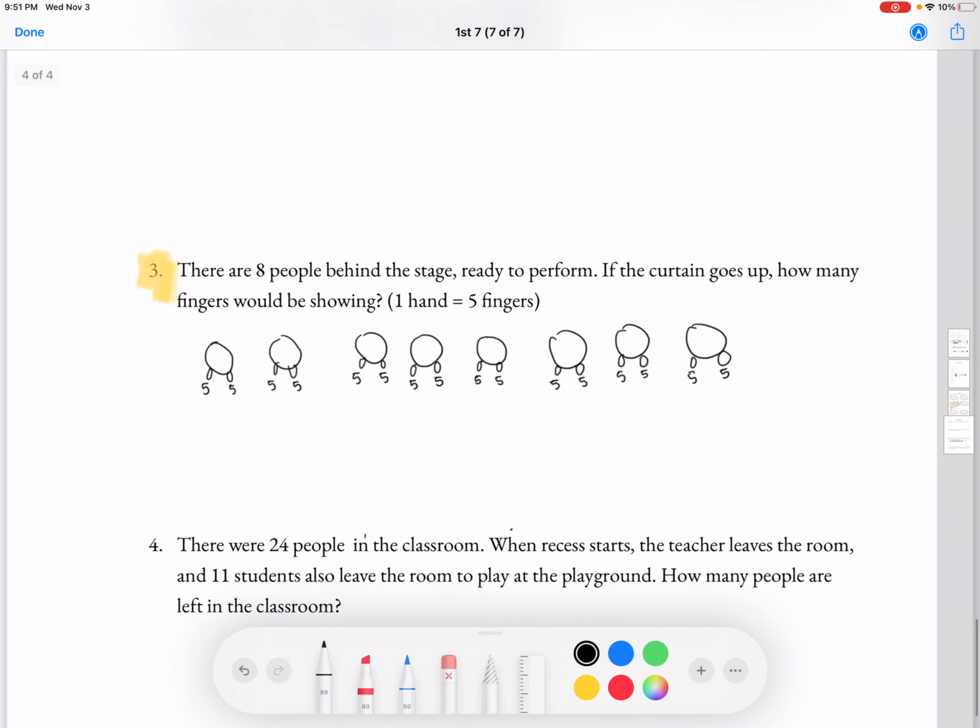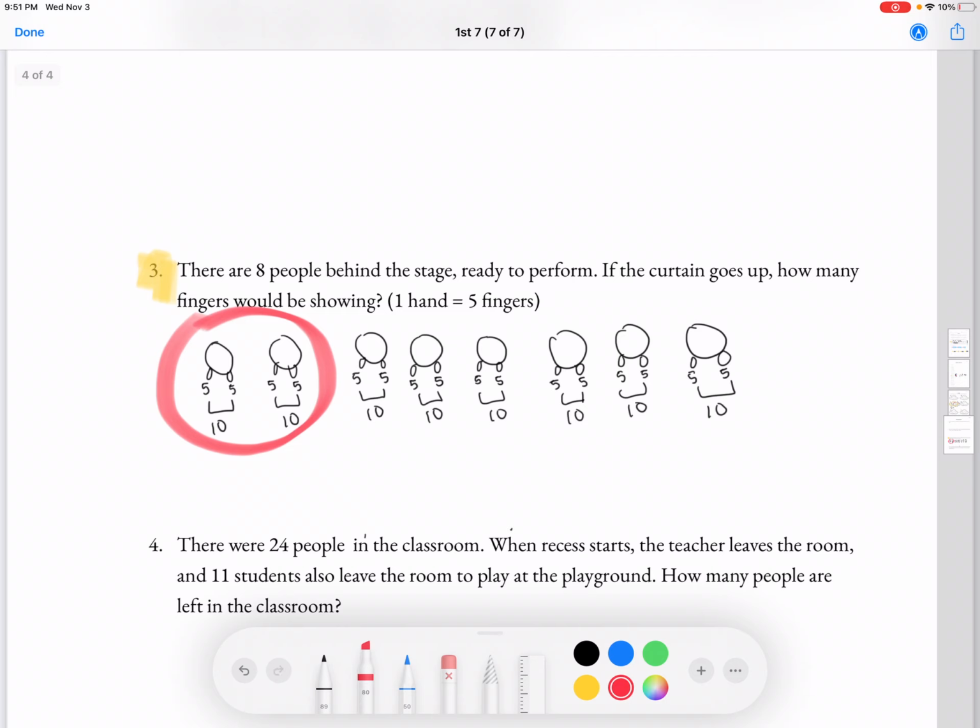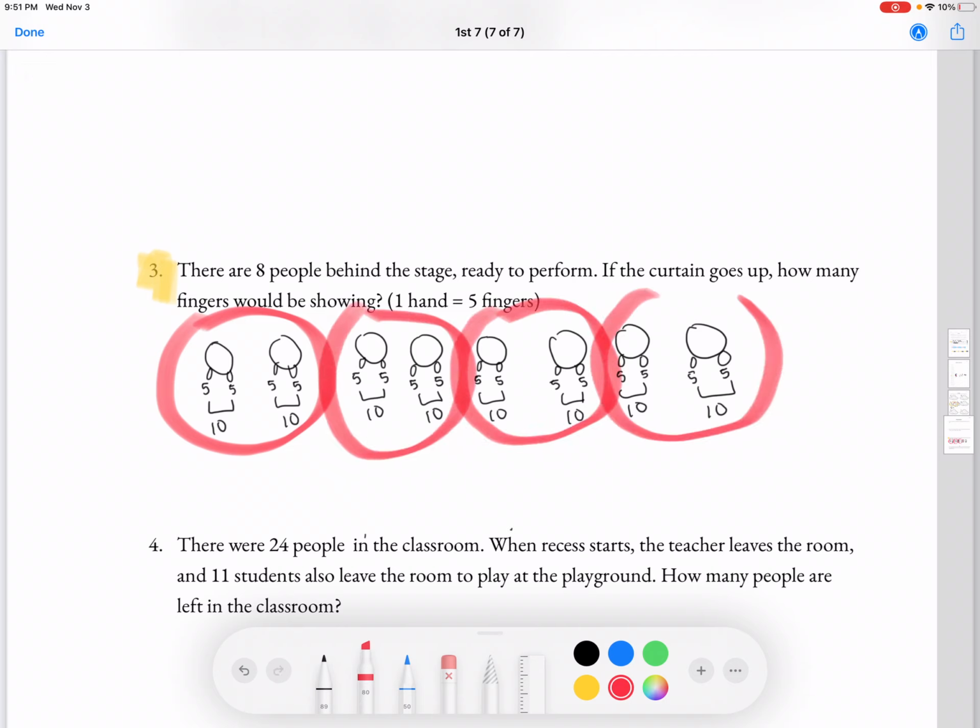If each hand has 5 fingers, then how many fingers does one person have in total? So 5 plus 5 is 10. So each person will have 10 fingers. Then we'll be adding how many fingers 2 people have in total. If each person has 10 fingers, then 2 people will have 20 fingers.